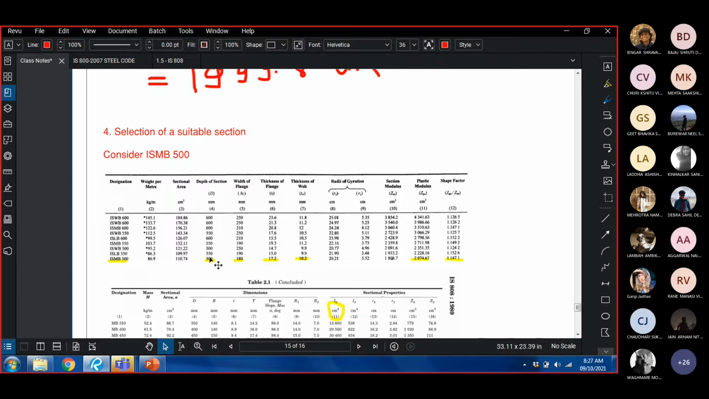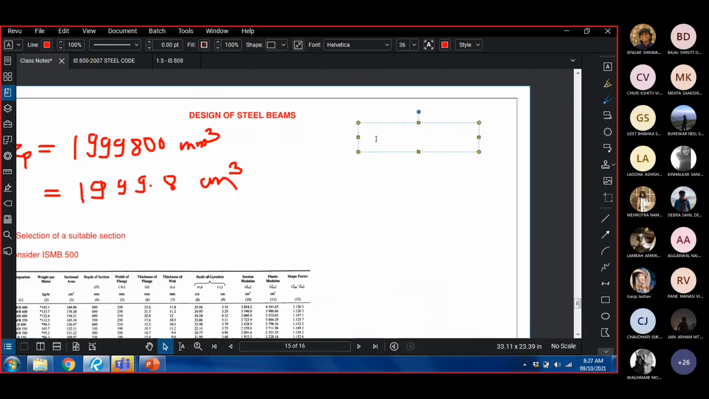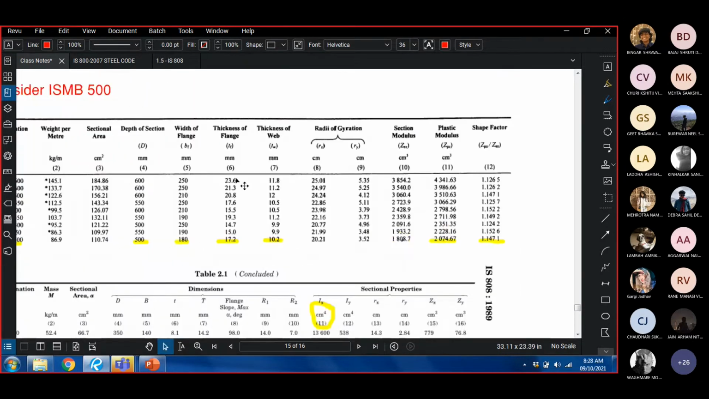So the basic properties that are required from our IS code are, first, the depth of the section, width of the flange, thickness of flange, and thickness of web. So these are the basic geometric properties. I'll just write them down here. The first is the total depth of the section, which is 500 mm. Then the width of the flange, which is designated by BF. This is equal to 180 mm. See it here. So this is 180 mm. Then the thickness of flange is 17.2 and the thickness of the web is 10.2.